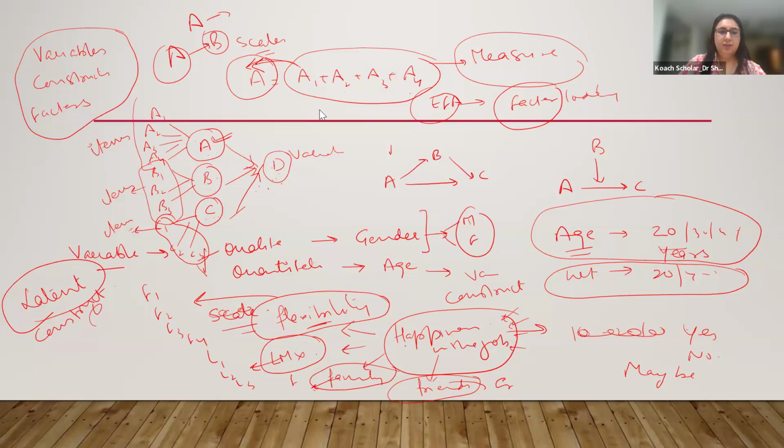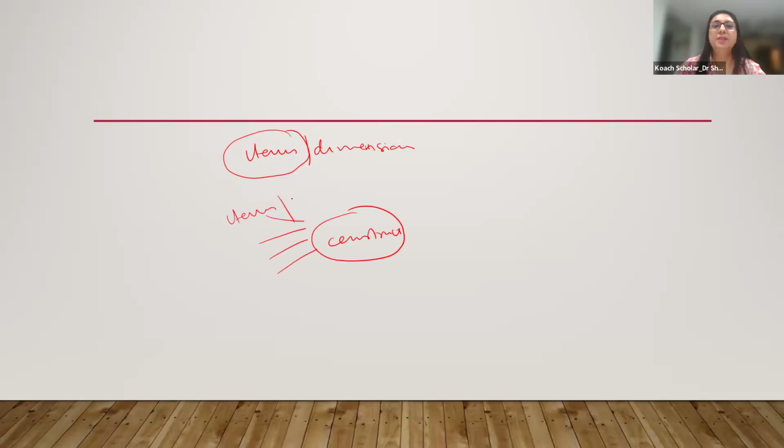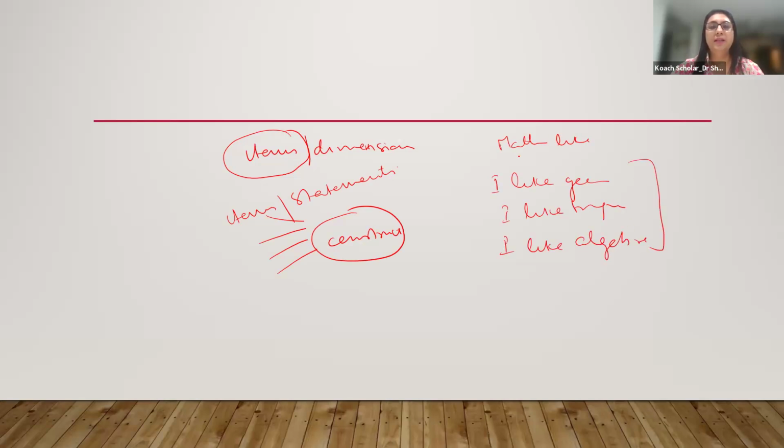मैंने आपको बताया ना कि items and dimensions. When we have a construct and we measure it through certain items, here items mean statements. For example, suppose I want to calculate some maths liking. So what would be my statements? I like geometry. I like trigonometry. I like algebra. How am I measuring my likingness towards maths? Through these statements. And these are also known as items. These are not dimensions. Dimensions have items.